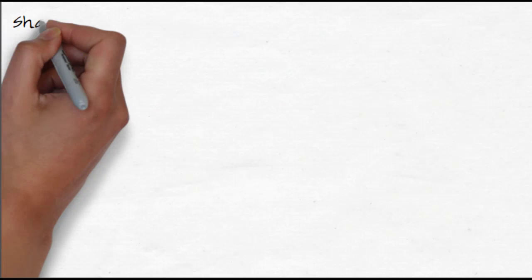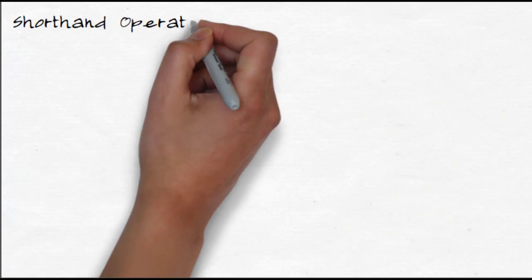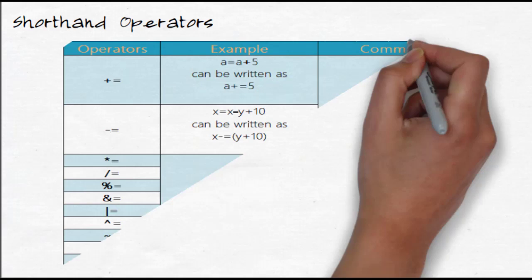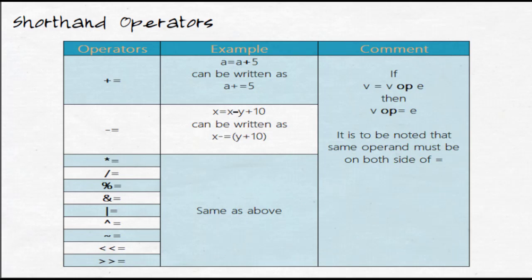Let's take shorthand operators. Shorthand assignment operators are implemented to assign an expression to a variable in a shorter way. Here are some of the shorthand assignment operators. +=, -=, *= are some shorthand operators. For example, take an expression. a = a + 5 can be written in shorthand as a += 5. Here, += is a shorthand operator.